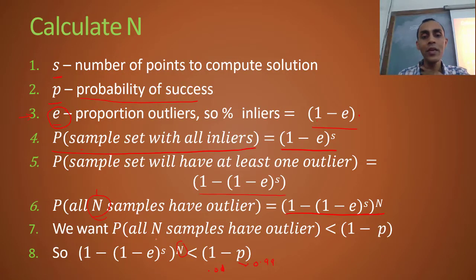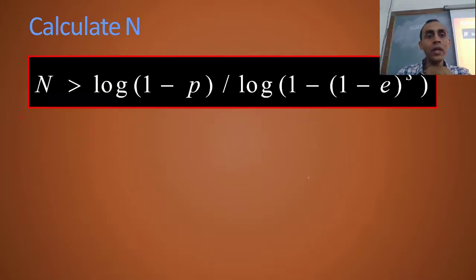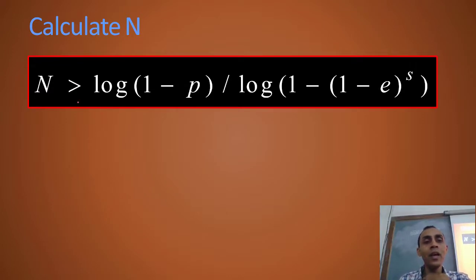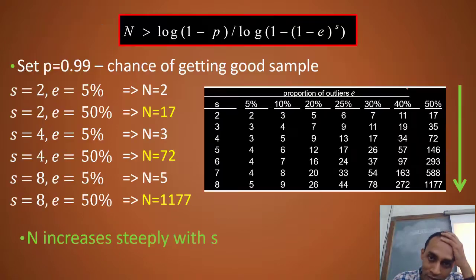Solving this equation, we take log on both sides. So we get n should be greater than log of 1 minus p divided by log of 1 minus (1 minus e) to power s. So now we know the method to choose our value of n. Let us say we choose our probability of success to be 0.99, that we are 99% sure that we want to get a good sample. Then let us calculate what this value of n will be.